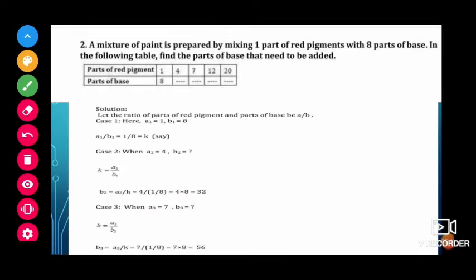Next, a mixture of paint is prepared by mixing 1 part of red pigment with 8 parts of base. In the following table, find the parts of the base that need to be added. See, 1 part of red pigment to 8 parts of base. Like that, the mixture should be mixed. Mixture means a combination of two things, either two solutions or two solvents.